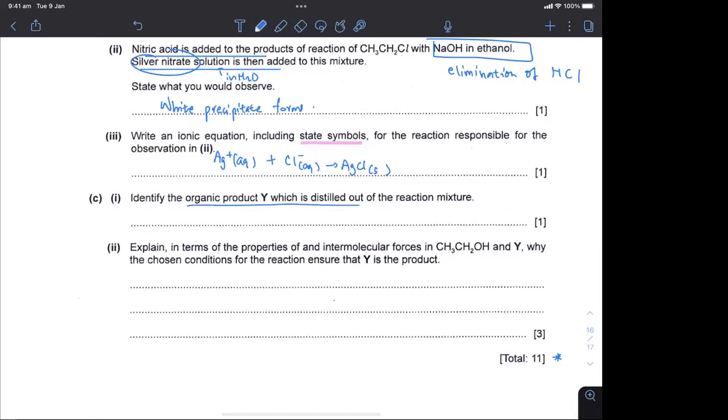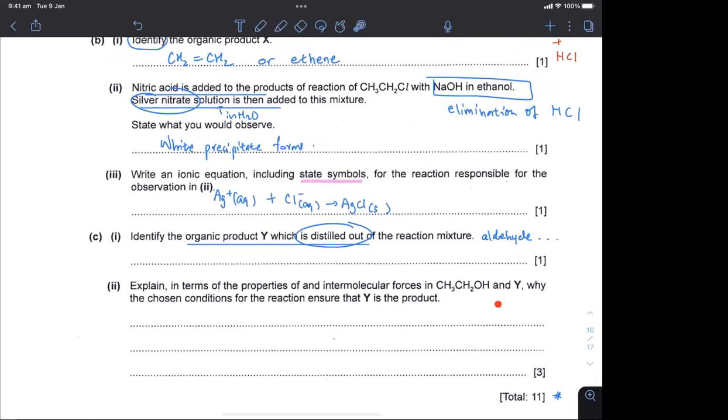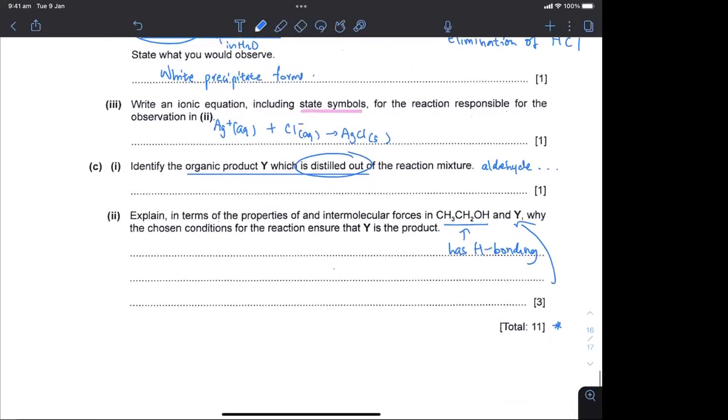Identify the organic product which is distilled out. When you distill out, you always get aldehyde. You don't get the carboxylic acid because the aldehyde has the lower boiling point, because the alcohol has hydrogen bonding, whereas the aldehyde has no hydrogen bonding. So if you don't have hydrogen bonds, which one will have the lower boiling point? This one will have the lower boiling point. The one with the lower boiling point will get distilled out first, and therefore you will collect aldehyde rather than going to the carboxylic acid, because it will boil first, it will not have the opportunity to be oxidized further.